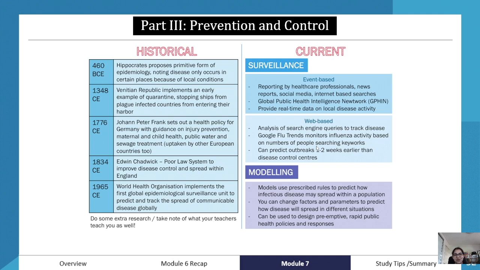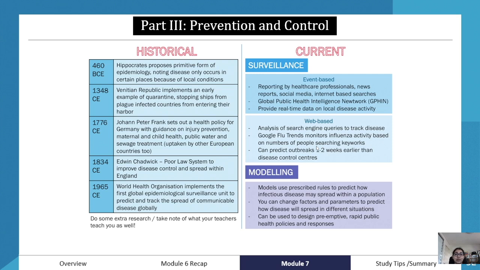There's so much more going on, you can add on to it. Currently, in terms of surveillance, there's event-based surveillance and reporting by healthcare professionals, news reports, social media, the Global Public Health Intelligence Network, and they aim to provide real-time data on local disease activity. Web-based, of course, we have lots of resources online that allow us to track diseases. Our World in Data, for example, is a really good website that does that.